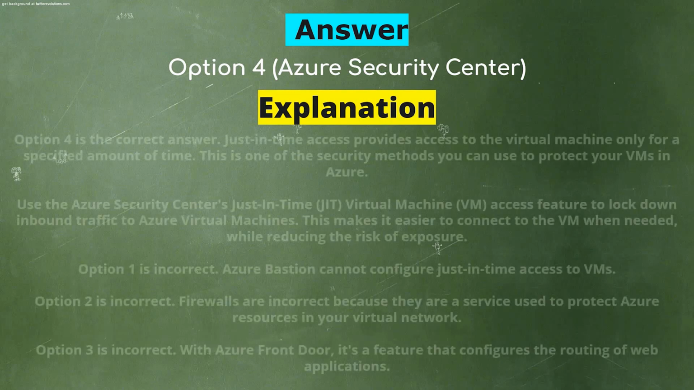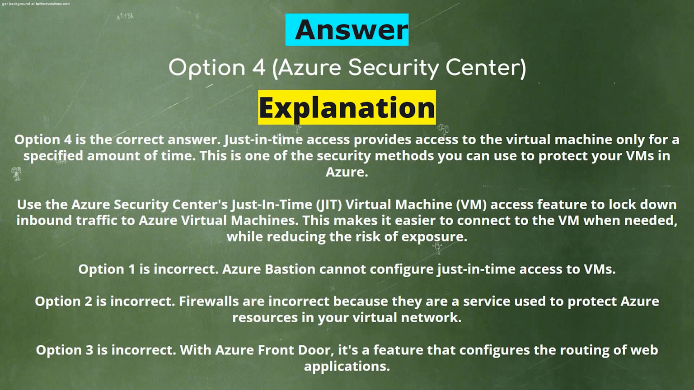Explanation. Option 4 is the correct answer. Just-in-time access provides access to the virtual machine only for a specified amount of time. This is one of the security methods you can use to protect your VMs in Azure. Use the Azure Security Center's just-in-time virtual machine access feature to lock down inbound traffic to Azure virtual machines. This makes it easier to connect to the VM when needed, while reducing the risk of exposure.